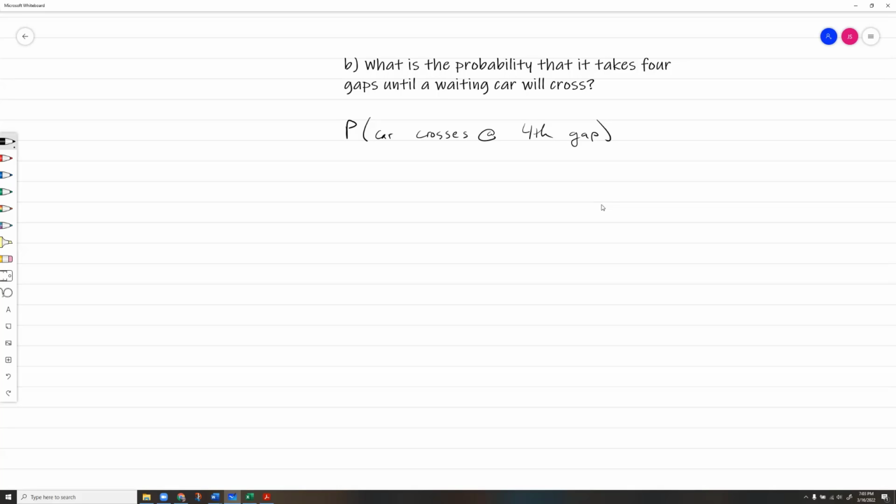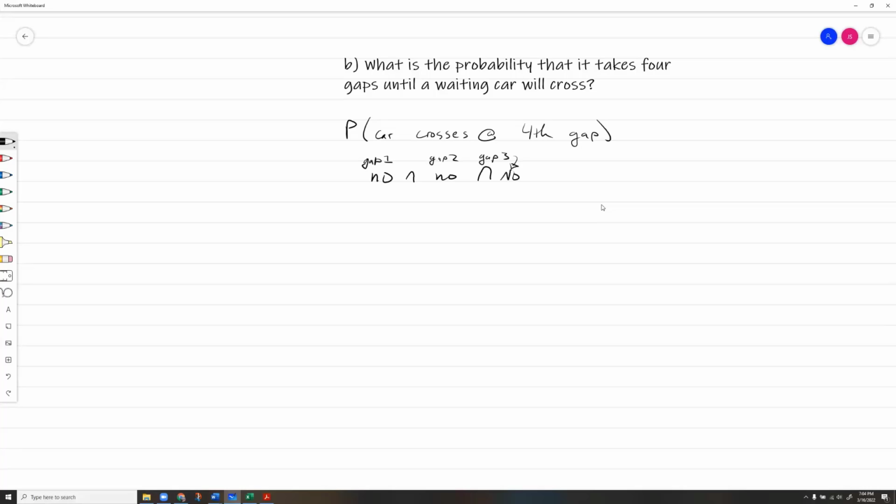So essentially this is just saying for gap number 1, we have no cross, and then that's going to be an and. Gap 2, we have no cross, and gap 3, oh, let me just move that over.